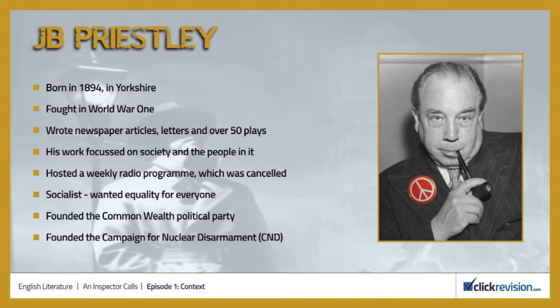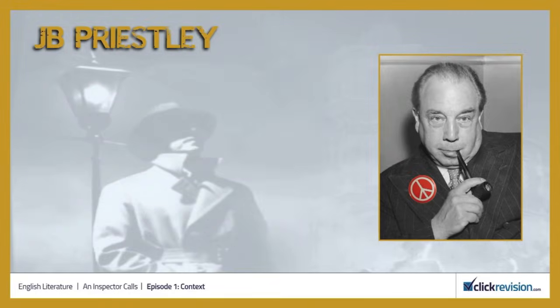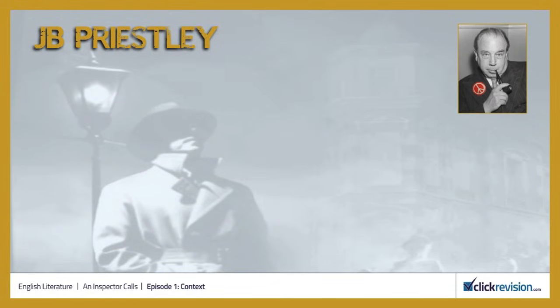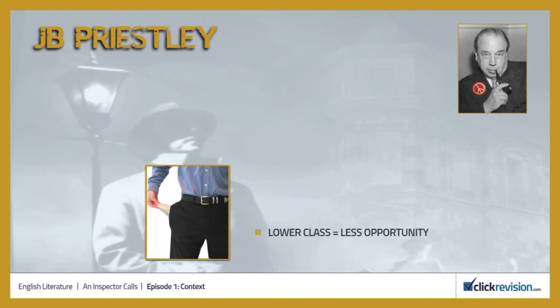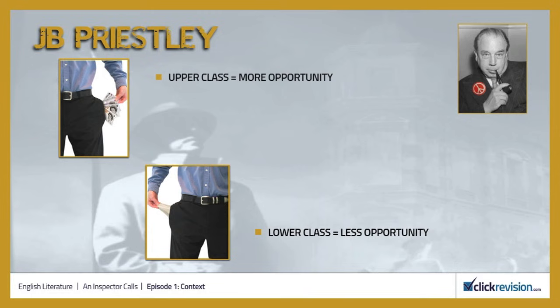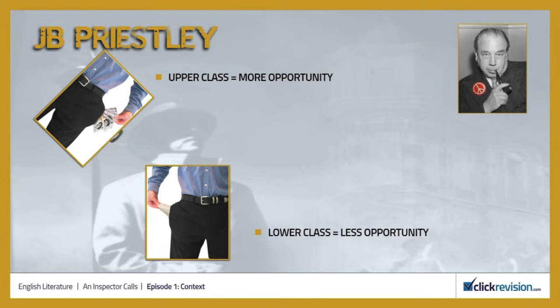Priestley believed that people should all take care of each other regardless of their background or differences. His goal was to point out how people from lower class backgrounds were given less opportunity in society than people from upper class families, and therefore found it more difficult to succeed. Ultimately, he wanted society to even out so that everyone got an equal share and a fair shot at success.